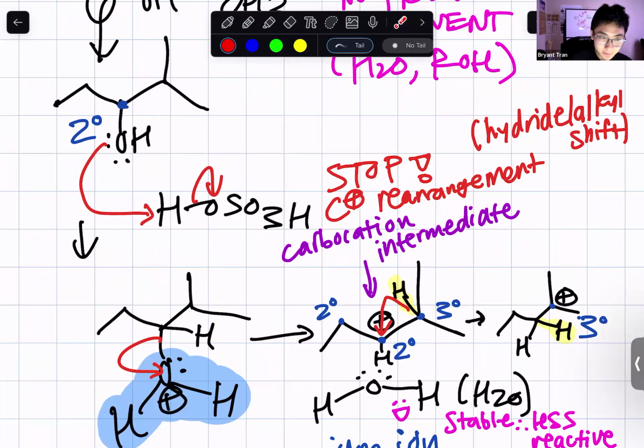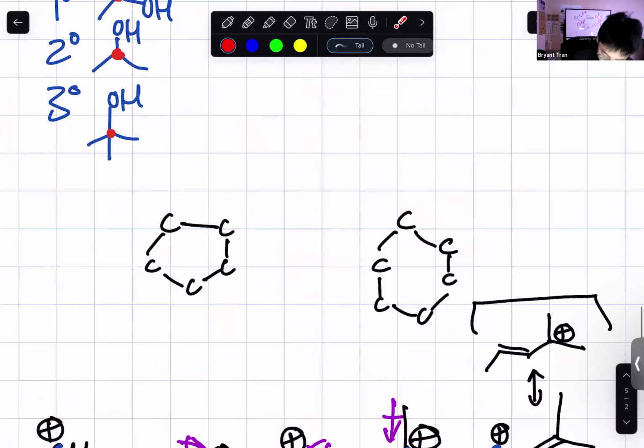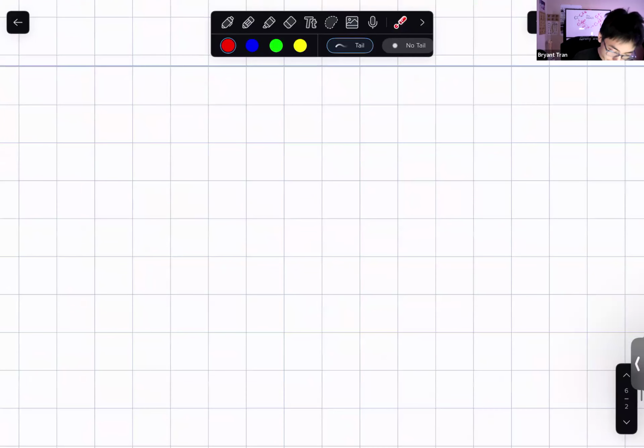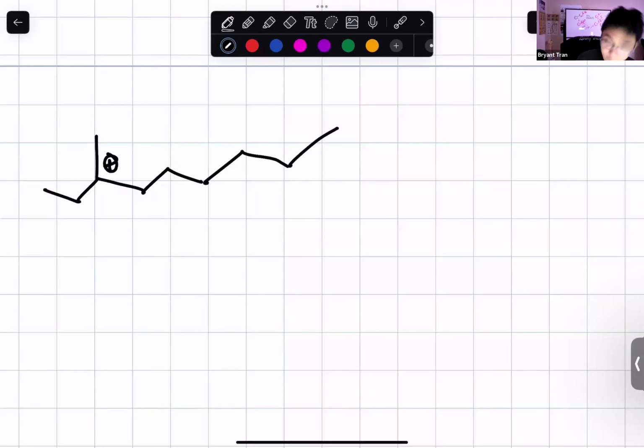Once we have that tertiary carbocation, the next step, if we think about this in an elimination type of reaction, E1 mechanism, then what we want to do is label our alpha and beta carbons. So let me go over what alpha, beta carbons are. Let's say we have this carbocation here. And we have this chain. It's some random chain like that.